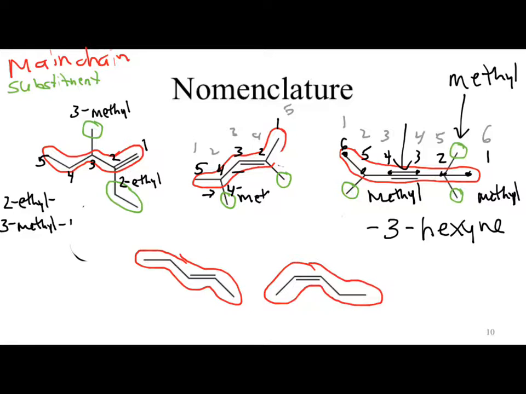Black or gray? Black, because that puts our methyls at positions 2 for each of these and position 5 for that last one. If we numbered it the other direction, we'd have 2 at position 5. We get bigger numbers. Okay? We put our name all together.